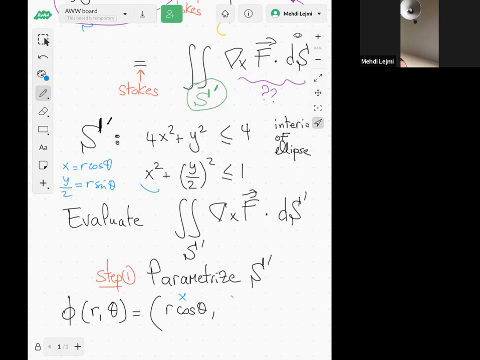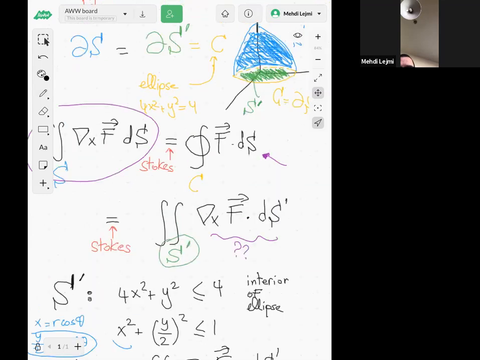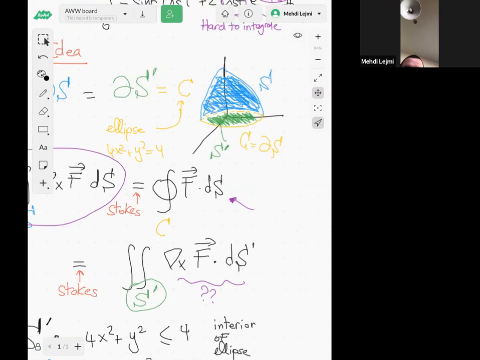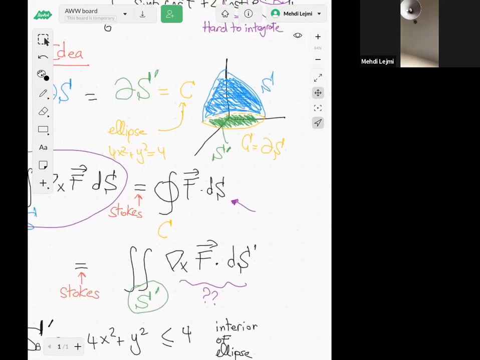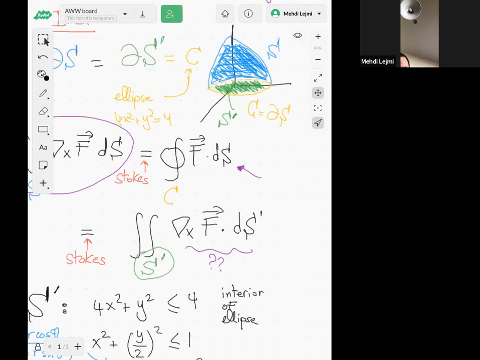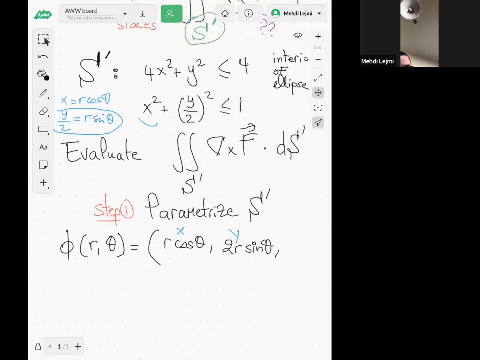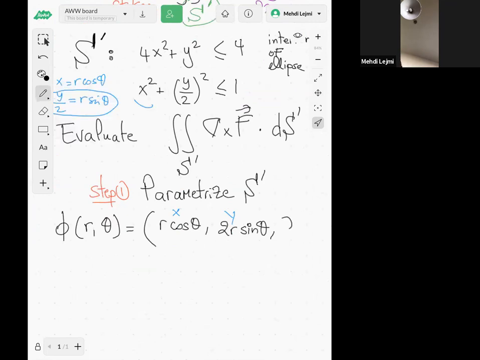Y over 2 is equal to r sine of theta, so y is 2r sine of theta. And what about z? This is surface S prime, which lies on the xy plane. It's just the interior of my ellipse, which lies on the xy plane. So z is just 0.